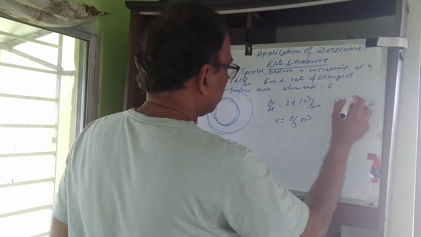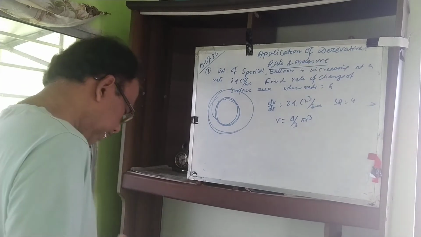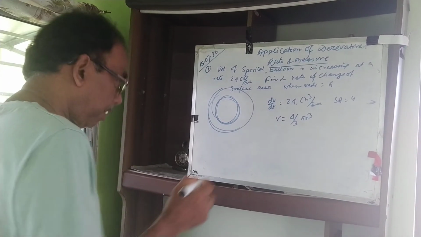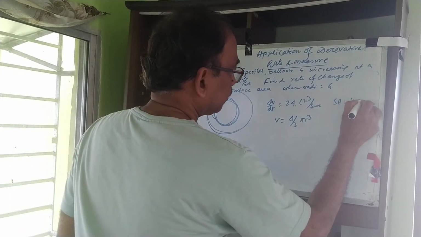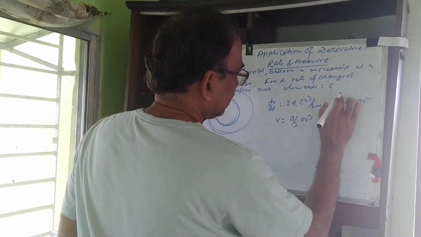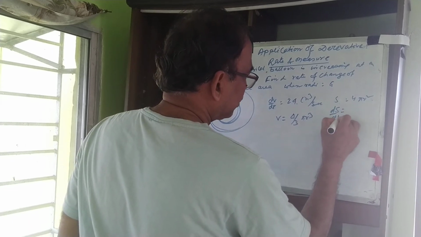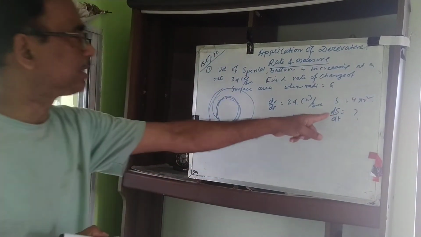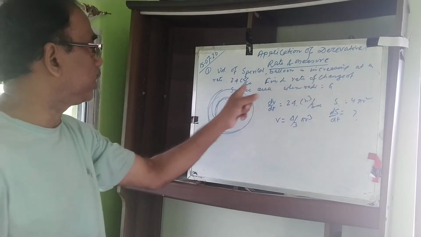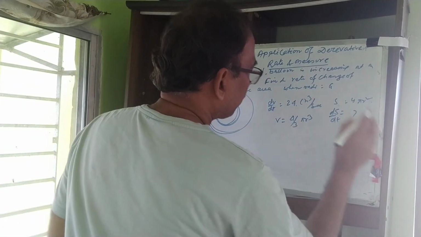The surface area of the balloon is 4 pi r square. Suppose the surface area is S, so S is 4 pi r square. We have to find dS by dt. Find the rate of change of surface area when r equals 6.